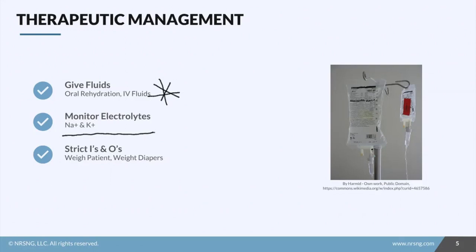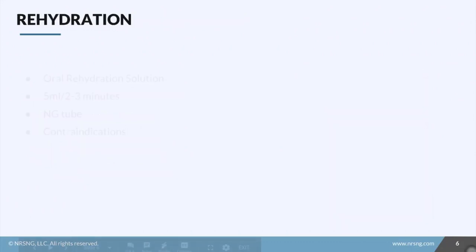Our kids who are dehydrated or even at risk of being dehydrated, they need to be on strict I's and O's, which means that everything that goes in and everything that comes out of their body has to be weighed or measured for accuracy. It's not enough for us to just rely on mom and dad saying they had a bottle of this or a little bit of that. We need to know exactly how much.